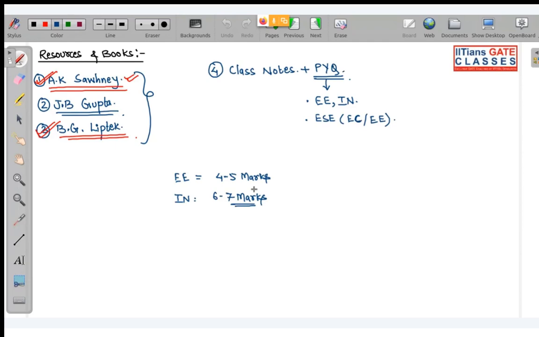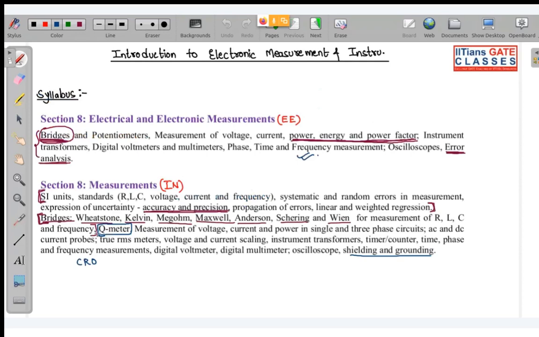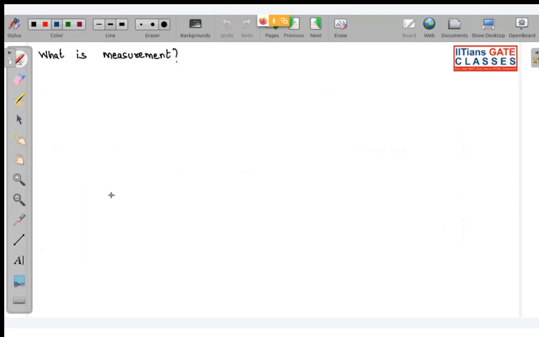So any doubt, anything regarding the topic you want to know, you can ask at the moment, or else we will be starting measurement. We will be starting from bridge circuits, because I told you bridge circuit is the most important. So we are going to study from bridge circuits only. First, let me ask you, what is measurement? What do we mean by the term measurement?